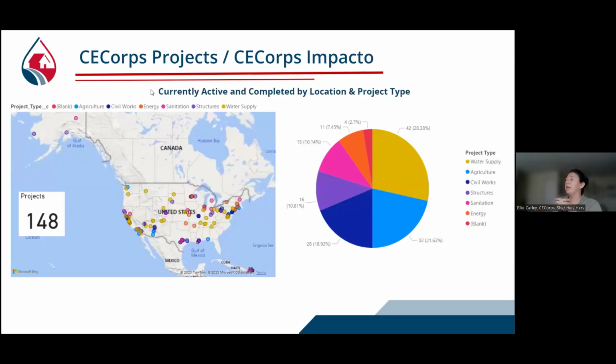Here's a quick snapshot of our active projects and what kind of fields we work in. As you can see, we're all over the United States. This is just active and completed. So we've pretty much hit almost every state, and we really are proud of ourselves that we work in almost every field of infrastructure, civil engineering. And these are design documents to help move communities from idea or concept into actuality and project development.